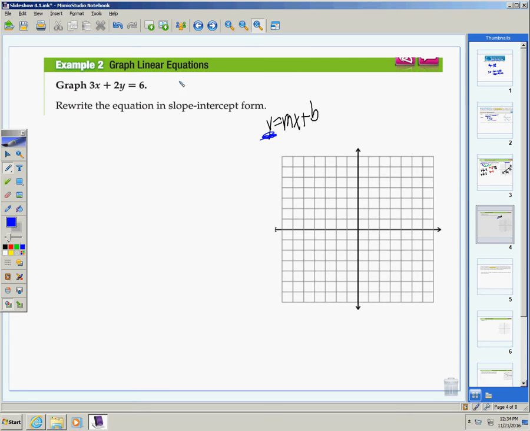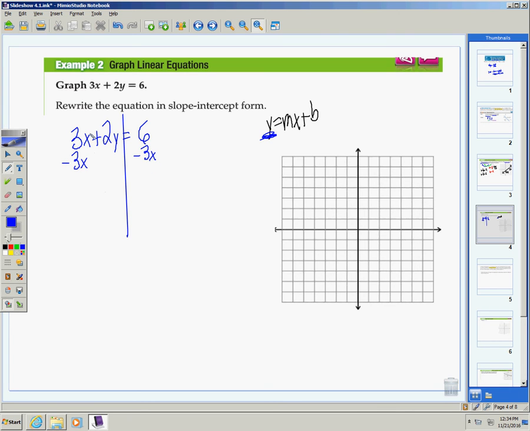So we're going to have to go back and use those skills that we've done before in rearranging an equation for a variable. Whenever we want to use slope-intercept form, we just solve for y. So I've got 3x plus 2y equals 6, solving for y. First thing I want to do is get rid of this 3x. I do that by subtracting 3x from each side.